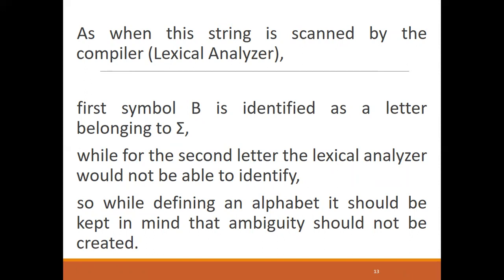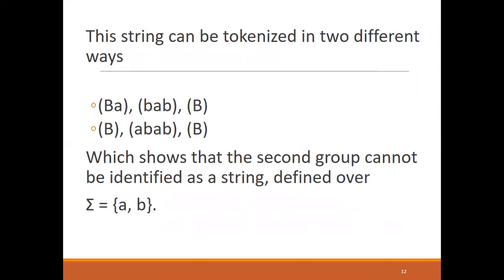While for the second letter, the lexical analyzer would not be able to identify what the second letter is. Fine. So while defining an alphabet, it should be kept in mind that ambiguity should not be created. When your string is tokenized, it should be tokenized in exactly one way, not multiple ways. So this is an invalid alphabet that generates ambiguity.